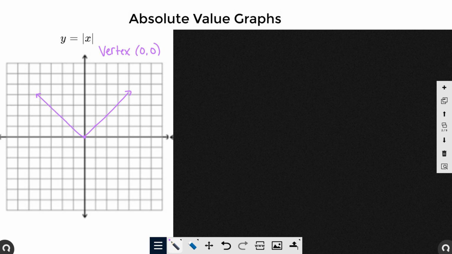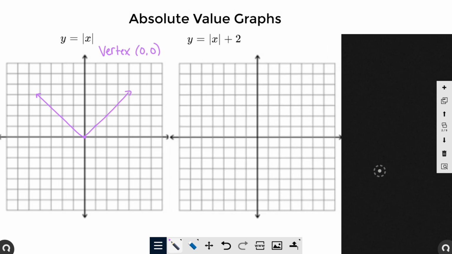Now, as long as I see at least 3 dots, you should be fine. So the vertex in the middle, then one on the right and one on the left. And that's all that we need to do. Just a quick graph there. Up 1 over 1, we have that V shape. All right, let's graph our second equation. Y equals absolute value of x plus 2.